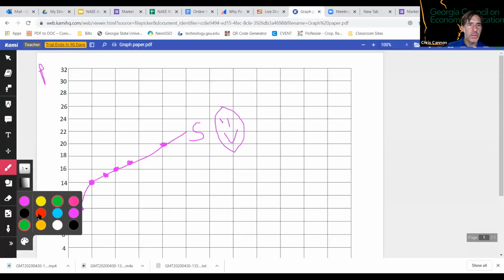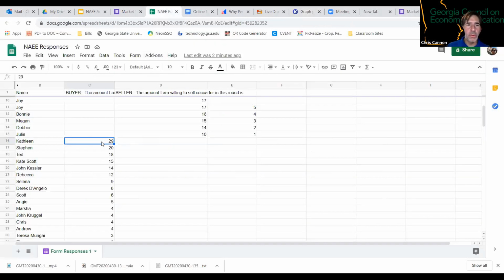I just want to do this, just a few dots on this to give you an idea. Here's Kathleen. Kathleen, well, she has got deep pockets over there. And there's Kathleen. She's willing to pay $29, but she's the only one. And let's go. So there's only one of her. And we have a big drop off. We drop all the way down to $20. Kathleen, are you there?